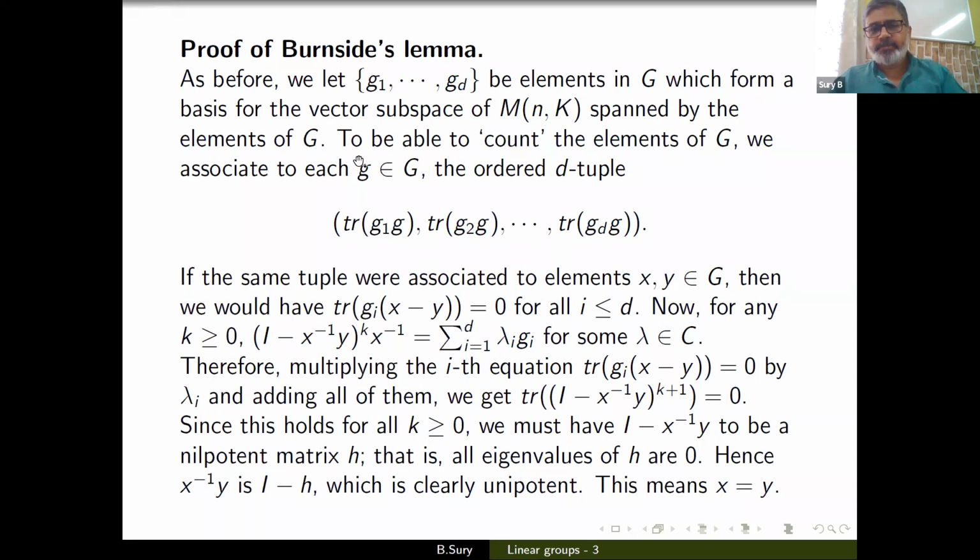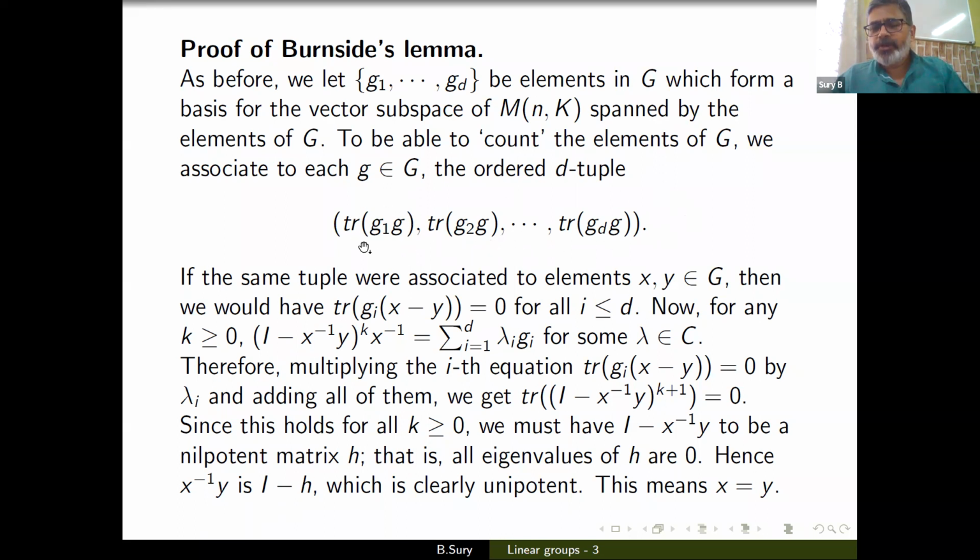Because in Bernstein's lemma, the version that we have stated, we are assuming there are no unipotent matrices other than the identity inside capital G. So x inverse y is a unipotent matrix, so it had better be the identity matrix, which means x is y. That means there is a one-to-one map. So we have mapped your group to these d tuples like this.